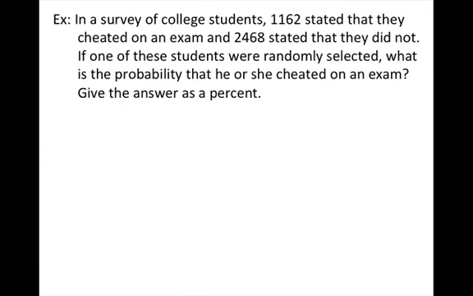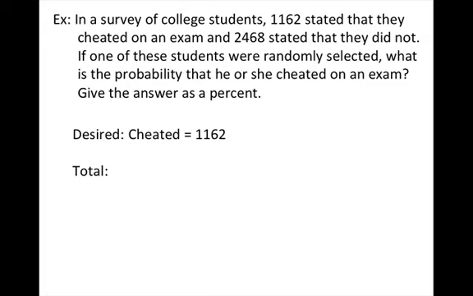Let's look at the next example. In a survey of college students, 1,162 stated they cheated on an exam, and 2,468 stated they did not. If one of these students were randomly selected, what is the probability that he or she cheated on an exam? And give the answer as a percent. So we first want to find our desired outcome and our total outcomes. This time the desired outcome is what we're asked for. We want the probability that the student cheated. So the number of times this happened was 1,162.